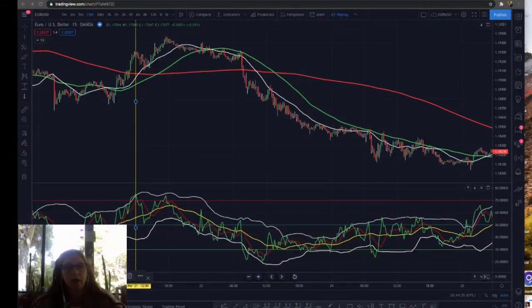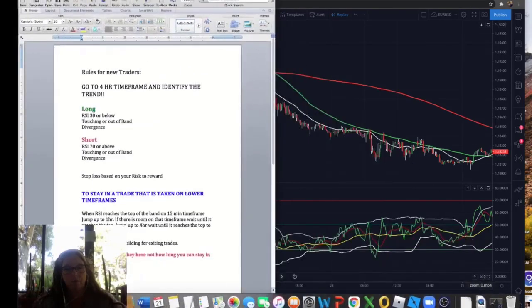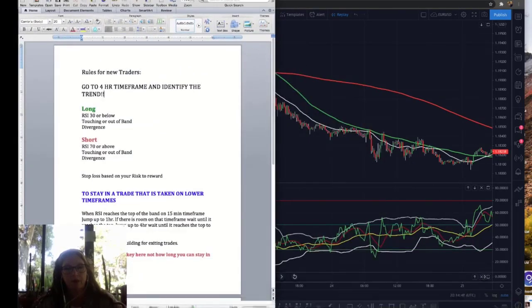So starting out, basically there are some basic rules to this, and I have made a cheat sheet that is attached at the bottom that basically goes over everything that we're going to talk about today.